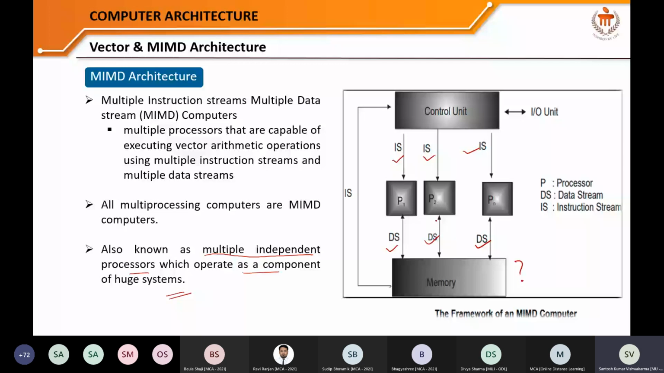So you understand that if you're going to work with a structure or framework of MIMD computers, three things are important. First is the multiple instruction streams, multiple data streams, and obviously the processors, more than one processor. Only then is it justifiable.